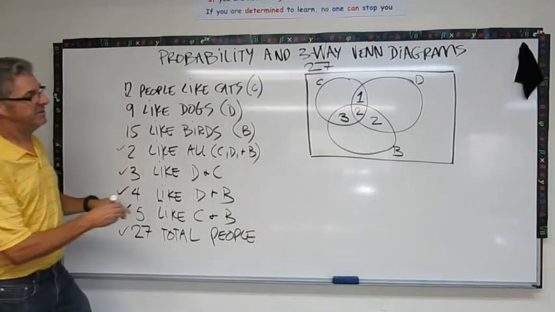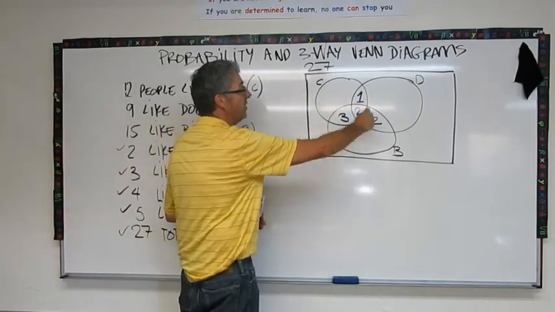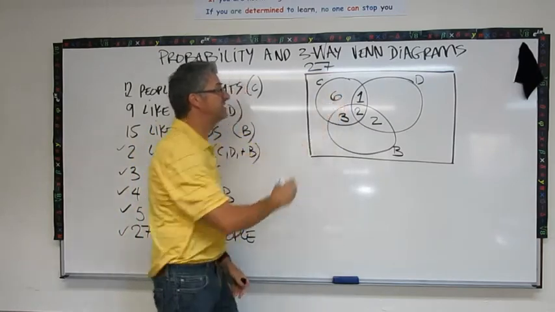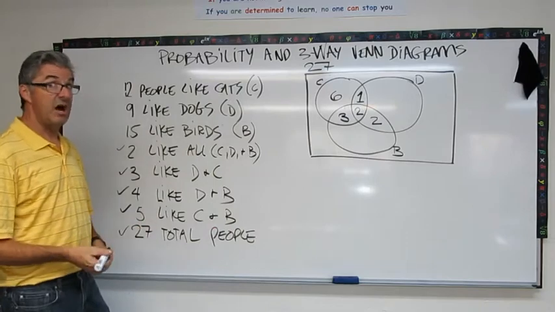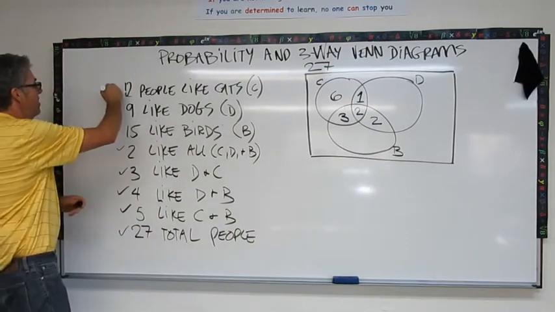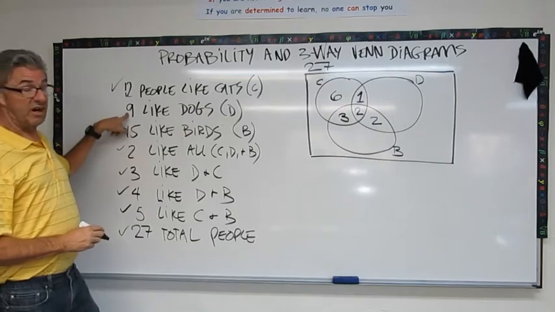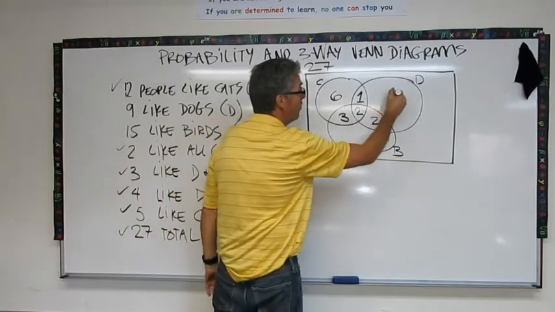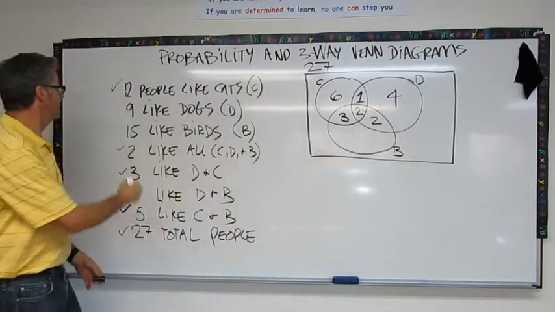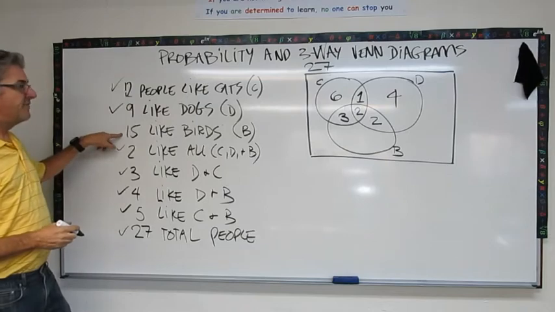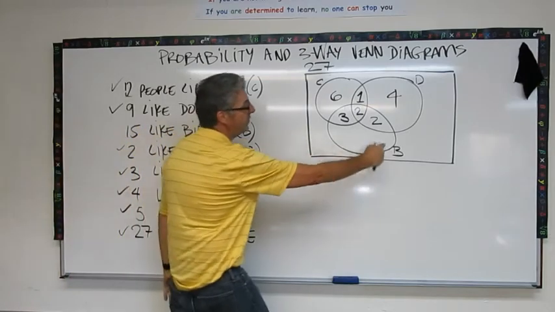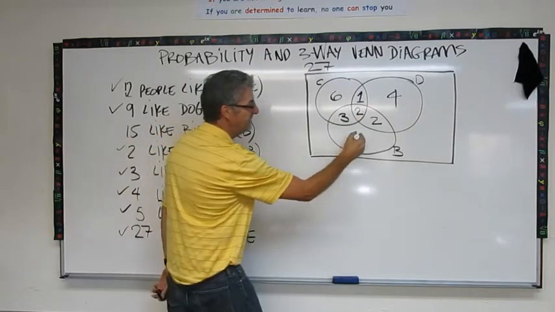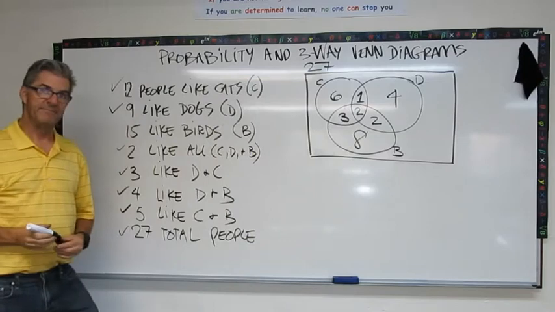12 people like cats. So this entire circle is 12 people. However, we already have 6 in here, so that leaves only 6 for the like cats but doesn't like other animals. Let's do the same for dogs. 9 people like dogs, but I already have 2, 4, 5 in there, so that leaves only 4 left for likes dogs only. So we got that one. Finally, 15 people like birds. So that's this whole circle is 15. However, we've got 2, 4, and then 7, so that leaves 8 for like birds only.